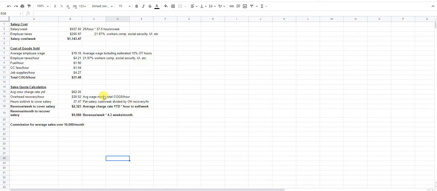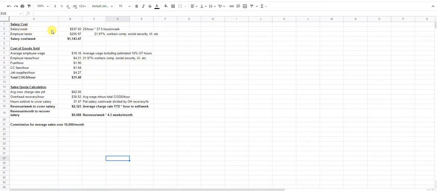Today I'm going to go over this salesperson commission worksheet that I just built for my salesperson at my landscaping company. So the way this works is we're going to figure out what it costs to recover a salesperson's salary, and then we can come up with a commission based off of that once they recover their costs. Because obviously they need to pay for their own salary before you can even consider giving them any sort of commission.